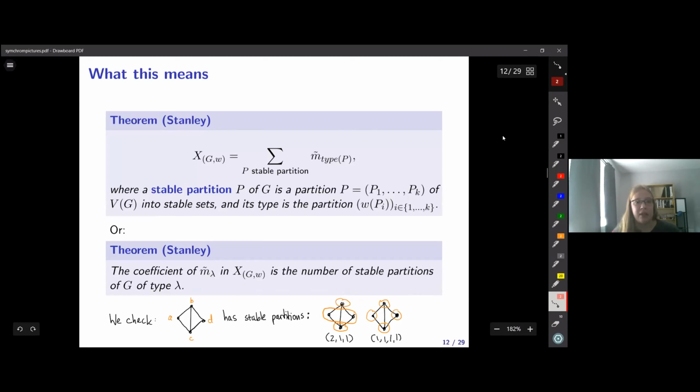And we already said, basically writing things in the M basis just amounts to colorings that are fundamentally distinct. And so formally, that means we can write X_G^w in the M basis by saying, let's sum over all stable partitions, where stable partition means a partition of the vertex set into stable sets, and then count M of the type of P, where the type is just the partition we get by taking for each part the sum of the weights of the vertices in that part. Or if we want to say it more concisely, the coefficient of X_G^w in this M lambda basis is just the number of stable partitions of G that have this type lambda.